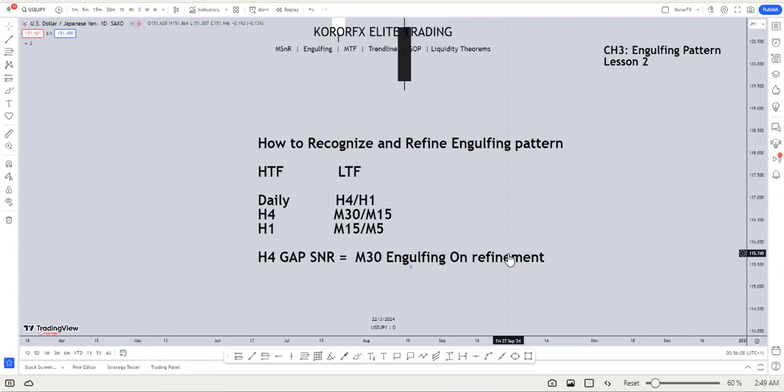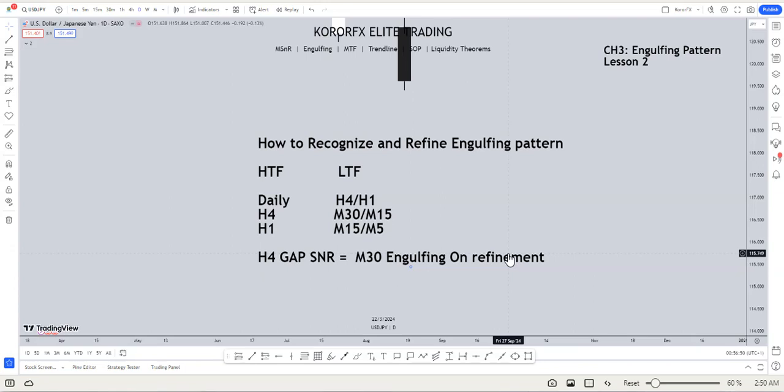Welcome to the Malaysian SNR course that I'm teaching you in this Chapter 3, engulfing pattern, lesson 2. I want to show you and explain how to recognize the engulf and also refine the engulf. So before we go through the charts and make some examples of how you can make out the engulfing patterns, you must always understand the time frames and how they are in line according to the engulfing patterns.